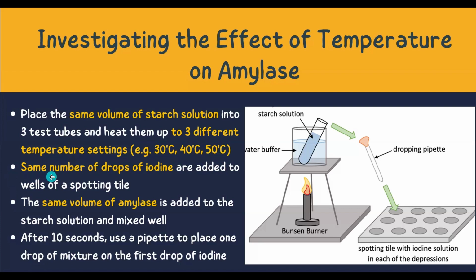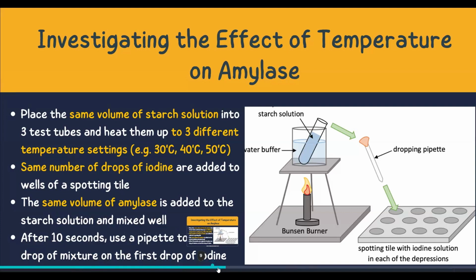And then you use the same number of drops of iodine and add them to the wells of the spotting tile that you can see here. It is a spotting tile. There are wells. After that, you add the same volume of amylase to all the test tubes that contain the starch solution and mix them well. After 10 seconds, you use a pipette to place 1 drop of mixture onto the first drop of iodine.